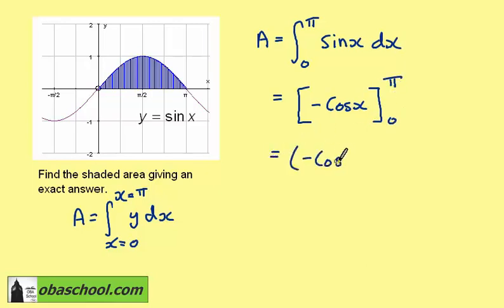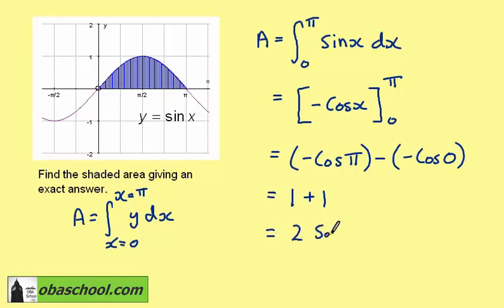Substituting pi in, we get minus cos pi, and then substituting 0 in, we get minus cos 0. Cos pi is minus 1, so minus minus 1 is 1. The minus minus here makes a plus, and the cosine of 0 is 1. So our area is 2 square units.